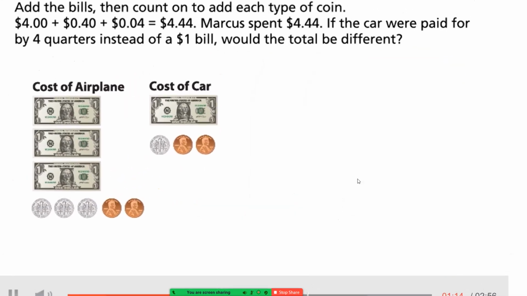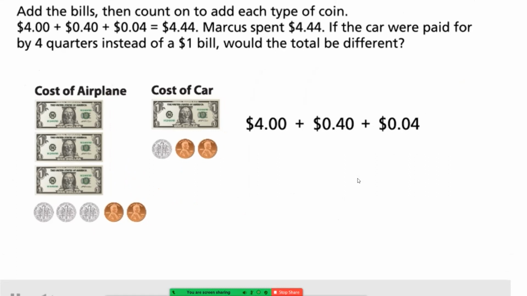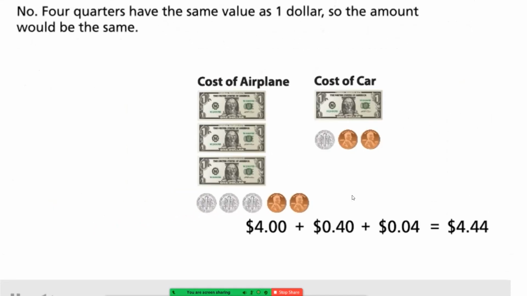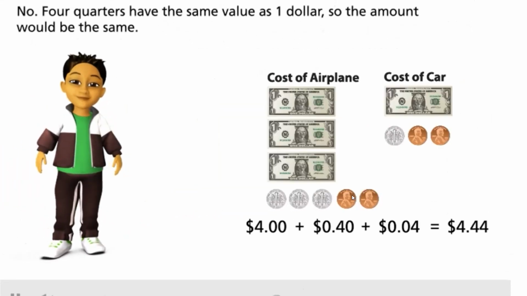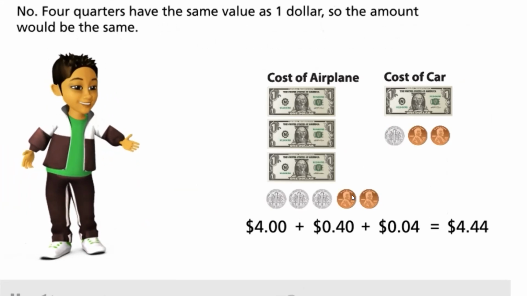Add the bills, then count on to add each type of coin. $4 plus 40 cents plus 4 cents equals $4.44. Marcus spent $4.44. If the car were paid for by 4 quarters instead of a $1 bill, would the total be different? No, 4 quarters have the same value as $1, so the amount would be the same. There are many combinations of bills and coins that can be used.